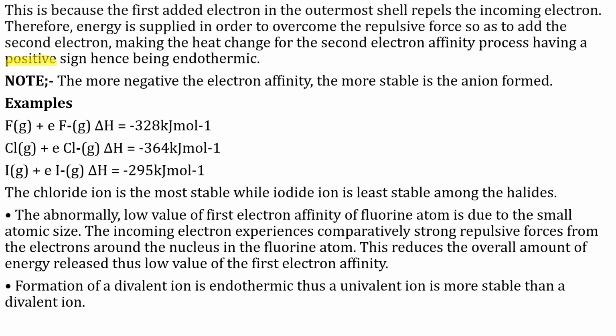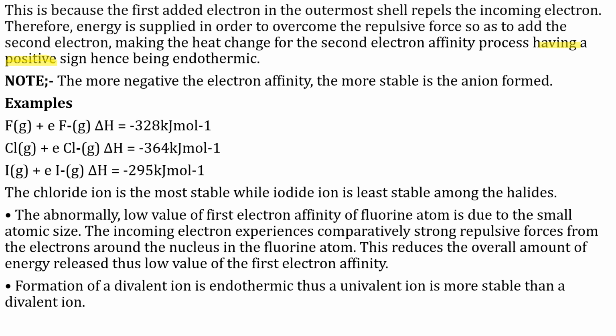Now, this positive sign shows that it is endothermic. And for endothermic things, we saw that they require input of energy. So once the incoming electron is experiencing a stronger repulsion than the attraction from the nucleus, energy is put in so as to add an electron to the ion. Note, the more negative the electron affinity, the more stable the anion formed.